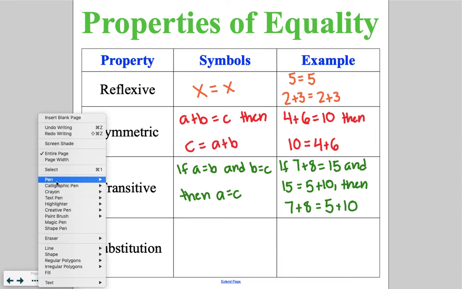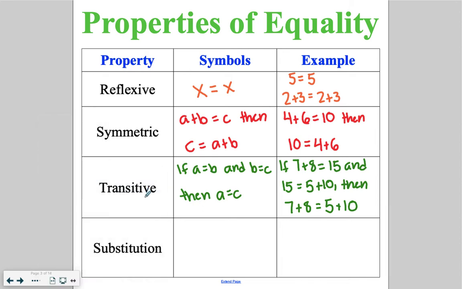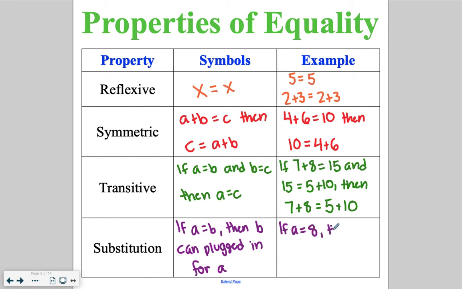And then the last one, this substitution property, is going to be if A is equal to B, then B can be plugged in for A. So what this means is if A is equal to 8, then if I have 3 plus A, I can say I have 3 plus 8. So you can plug in that value.